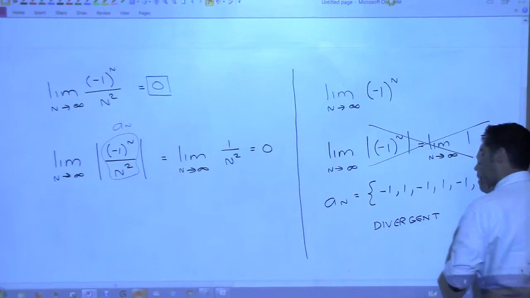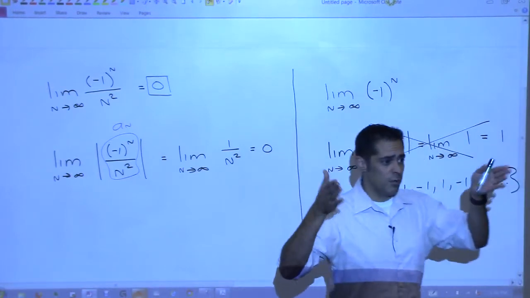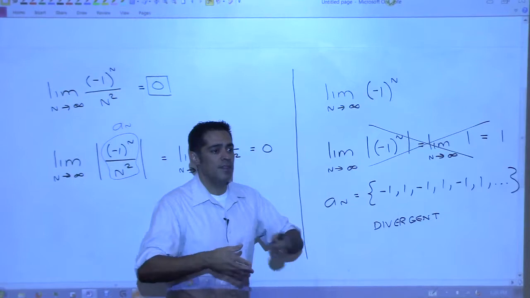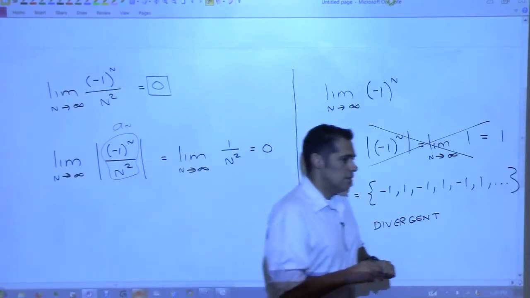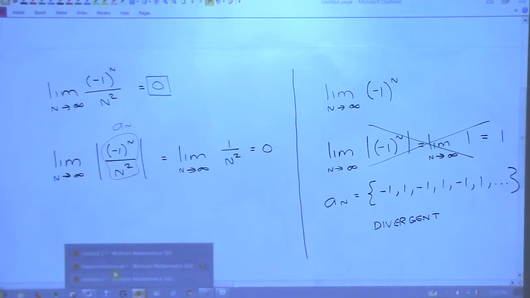Which one? You could use the squeeze theorem if you could figure out what to squeeze it between. And you're never going to find any two functions to squeeze it between that both go to the same place. You won't be able to. So the squeeze theorem works only when you can come up with those functions.